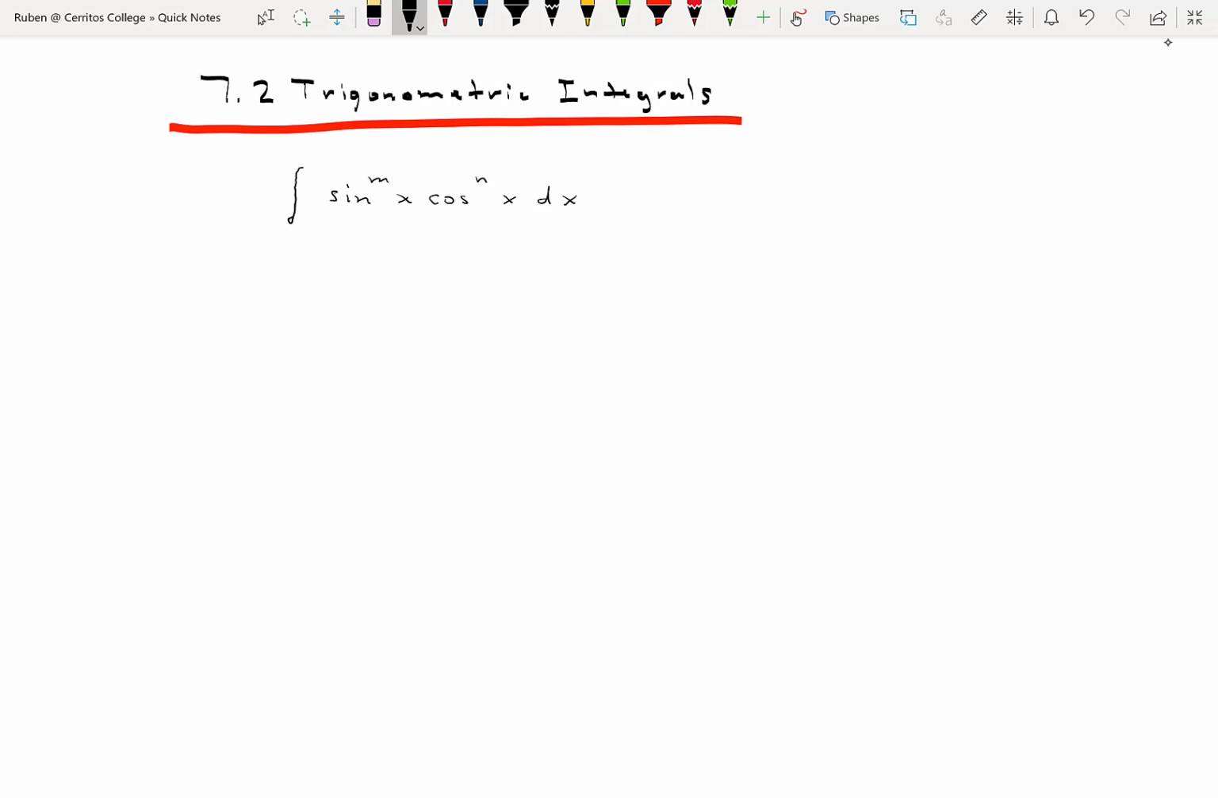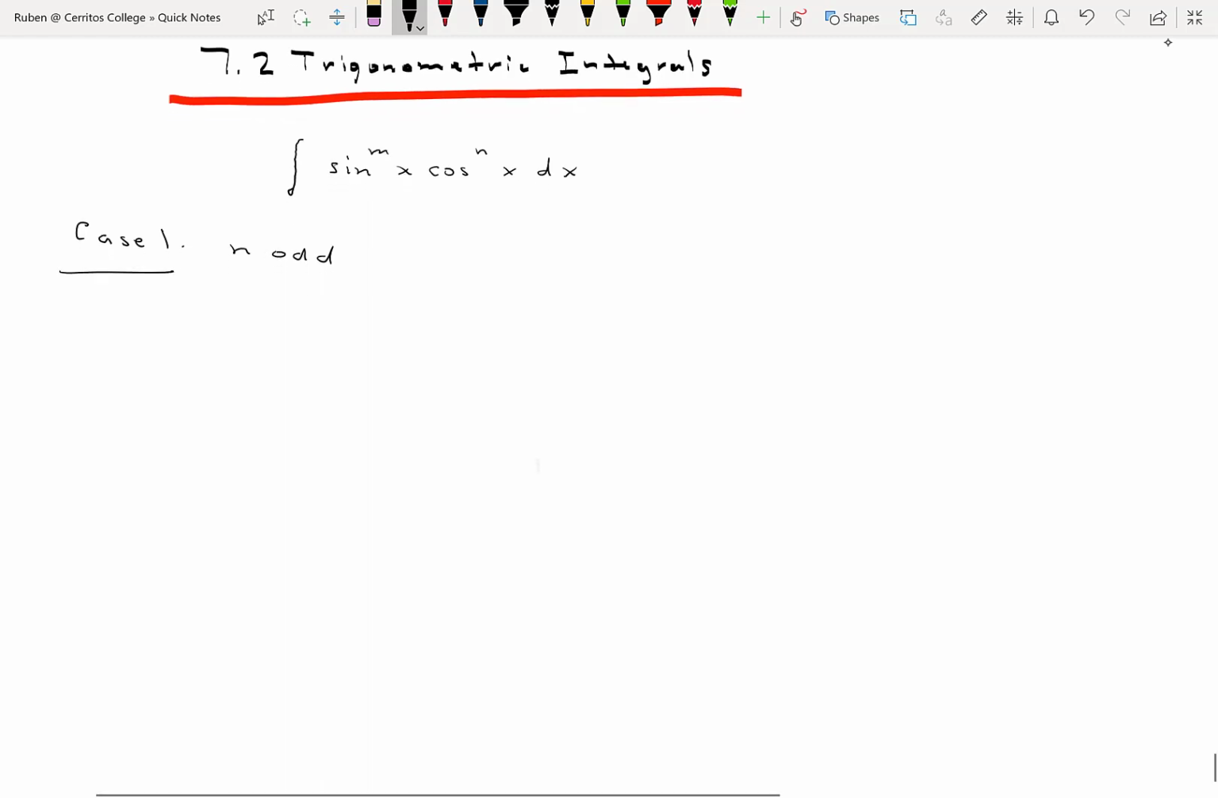Okay, so let's get started. Let's look at breaking this set of integrals, powers of sine and cosine, into 3 cases. Let's take a look at what we'll call case 1. I think your author also calls this case 1. Case 1 is where n is an odd number, an odd power.